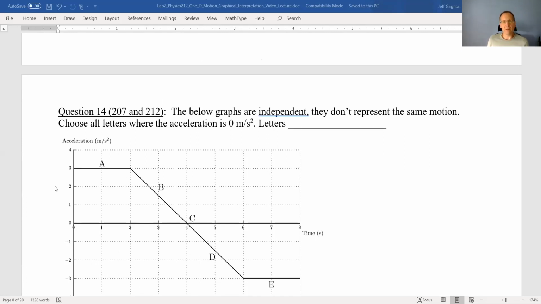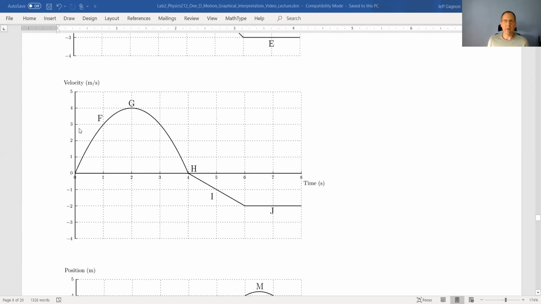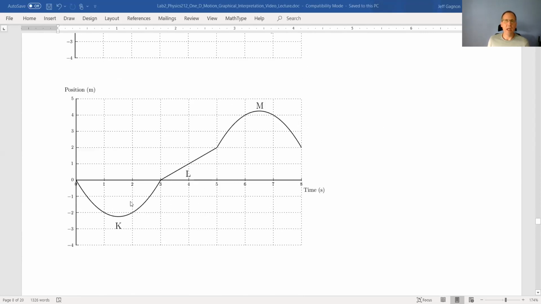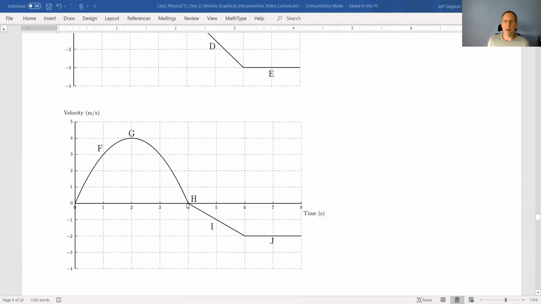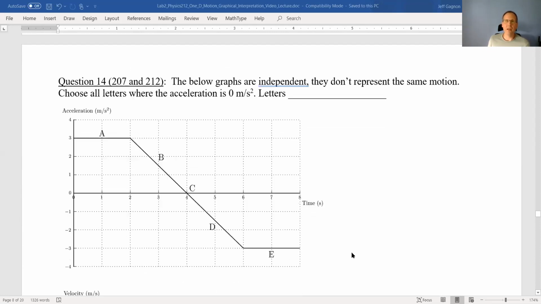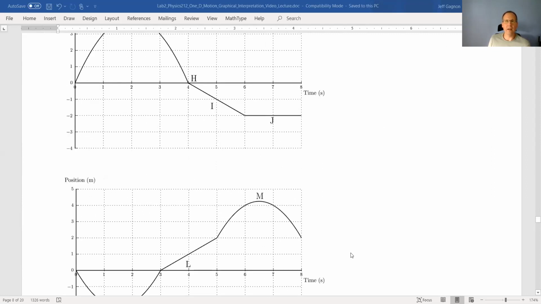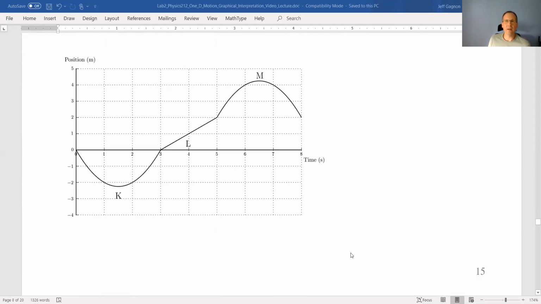If I have an acceleration versus time graph, what does it mean for the acceleration to be 0? If I have a velocity versus time graph, what does it mean for the acceleration to be 0? If I have a position versus time graph, what does it mean for the acceleration to be 0? And just give those letters here, okay? I'll give you a hint. There should be a total of 4 letters.